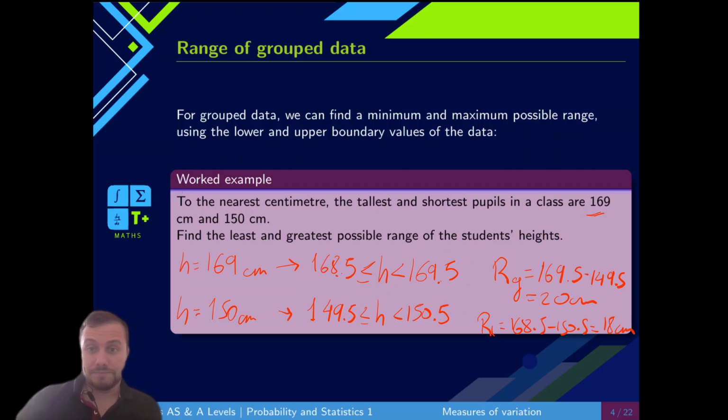So from there, we can say, okay, well, we don't know exactly what the difference between the tallest and the shortest pupil is, but we know that it is at least 18 centimeters. It cannot be less than that. And it is at most 20 centimeters. It cannot be more than that. So this is what we're doing here with this range. We're giving these boundaries to the range.